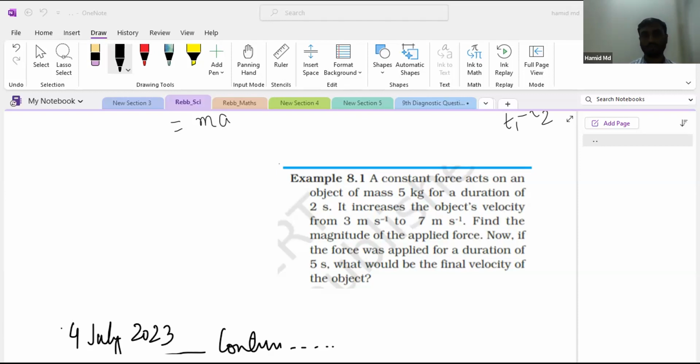A constant force. It's already said that the force is constant. A constant force of 8 would act on a mass of 5 kg object, right? Yes, sir. So it says a constant force. How will you proceed to do this problem?